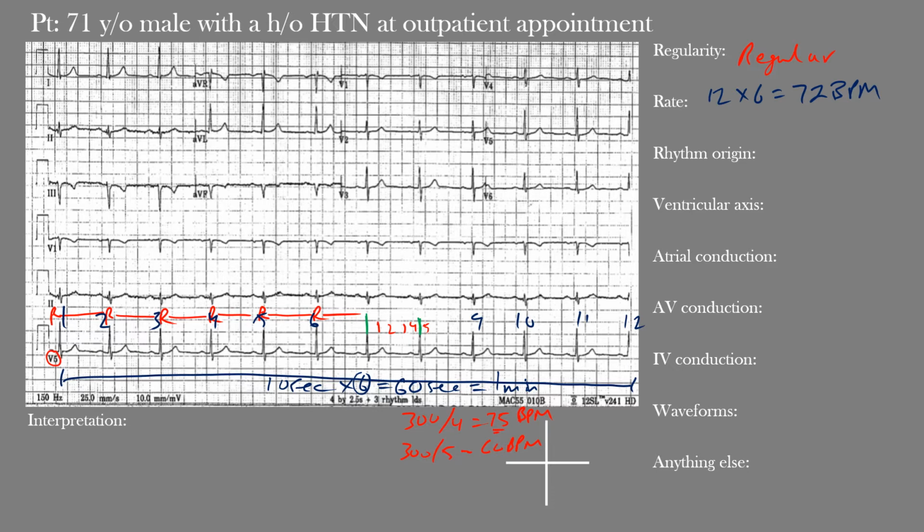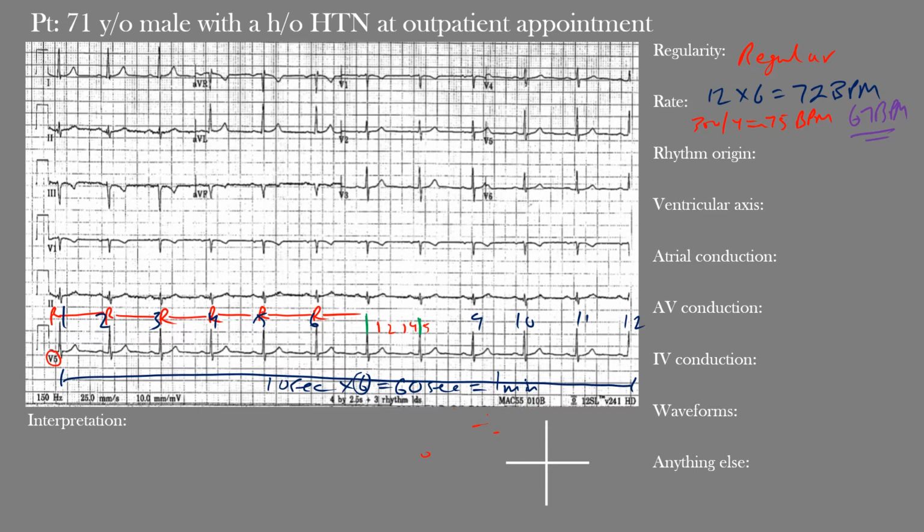So we'll write this here so you can have this. So 300 over 4 is 75 beats per minute, so approximately that. The actual rate here was 67 beats per minute. So you can see that both these approaches give us a close approximation of what the rate is.